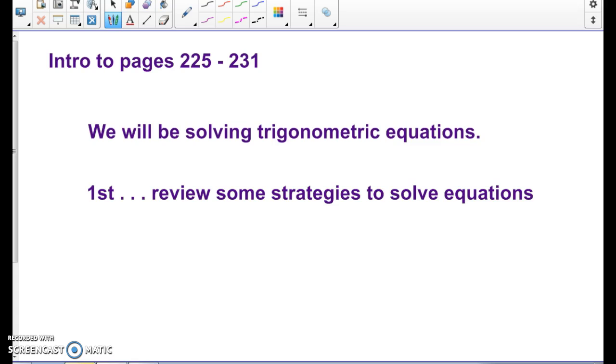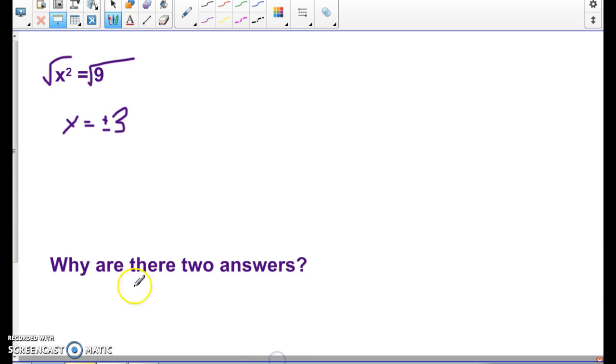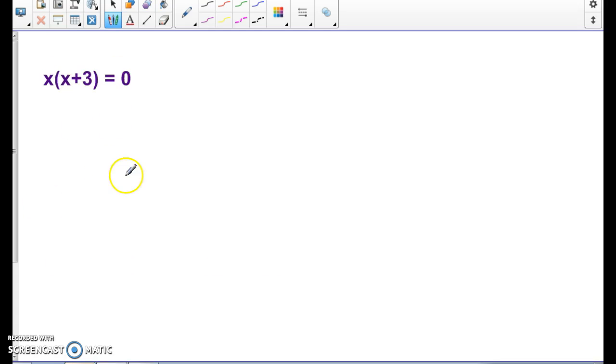Now we're going to be solving trigonometric equations this week, but first we have to review some old things for solving equations. For example, when I have x squared equals 9, how do I solve that? Well, I take the square root of each side, and then x equals plus or minus 3. Don't forget your plus or minus when square rooting both sides. That's because positive 3 times positive 3 equals 9, and negative 3 times negative 3 equals 9. That's why there are two answers.